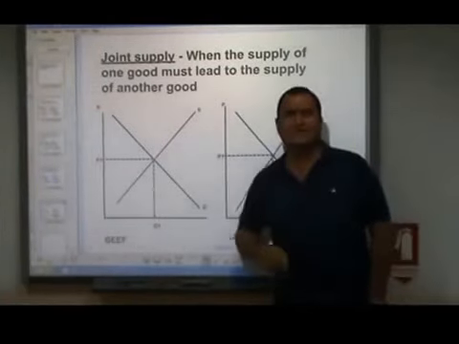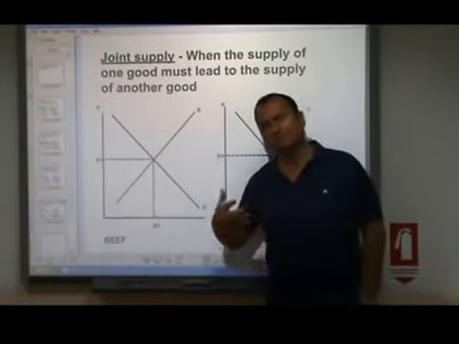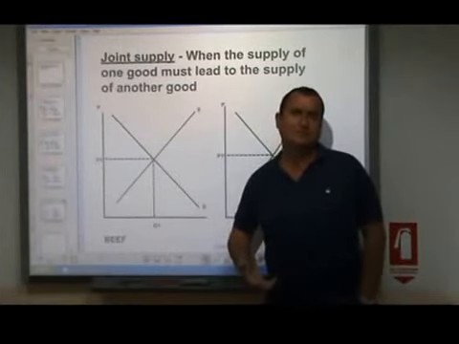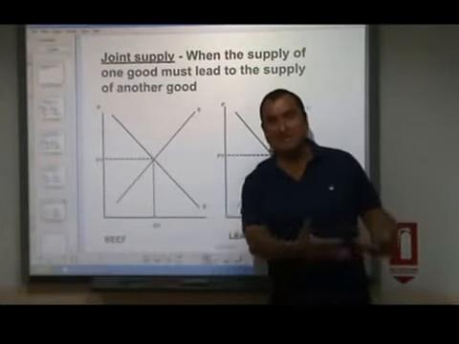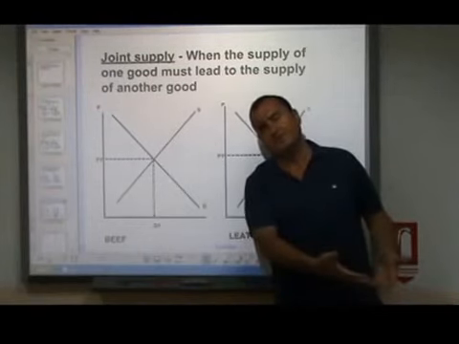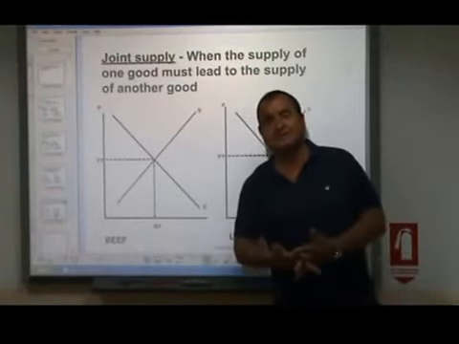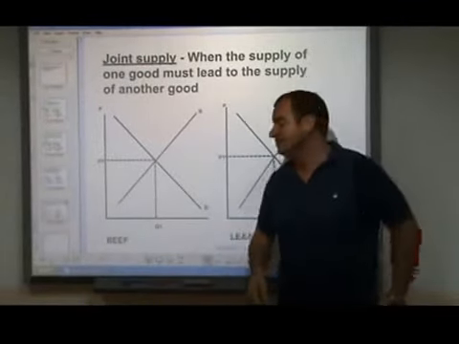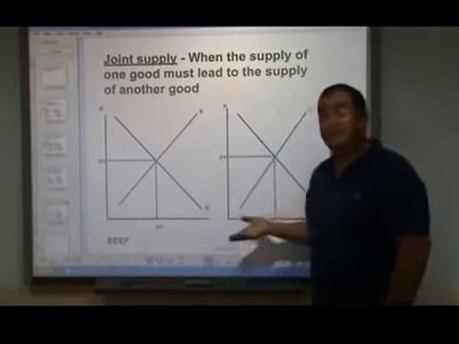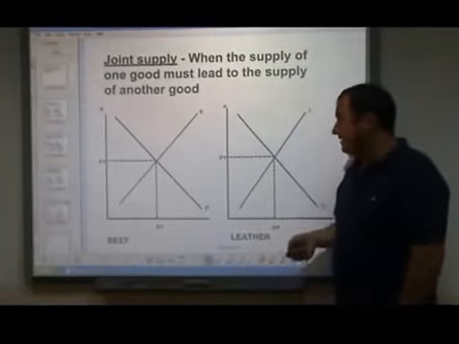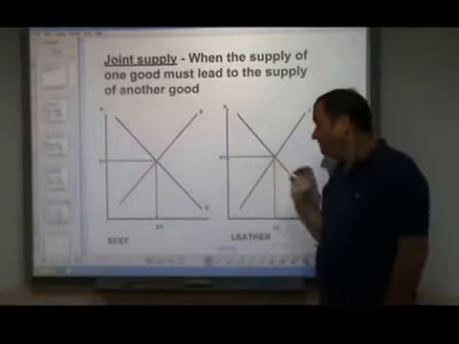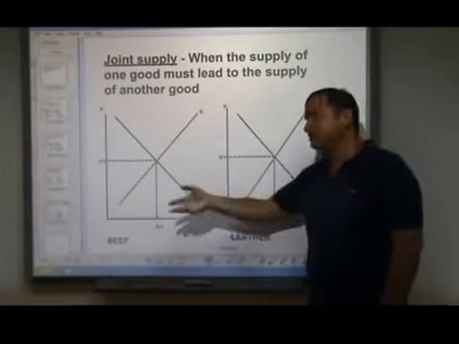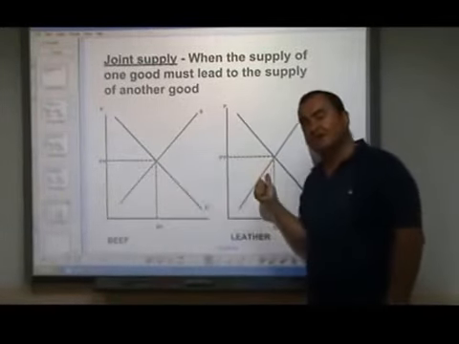When a cow is slaughtered for its meat, its hide or its skin is at that moment available as leather. Only when the cow is killed is it available as both beef and leather. So this is an example of joint supply. Now, if something happens in one of them, it can start either way. If there's an increase in the demand for leather, it will affect beef. Or if there's a change in the market for beef, it will affect leather.